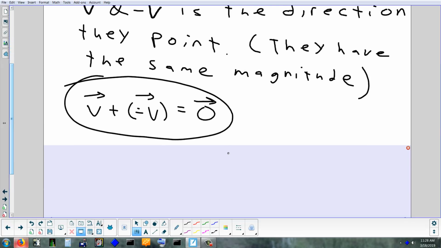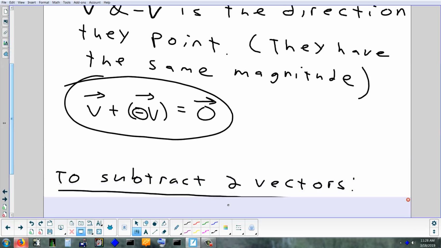Now, knowing that putting a negative in front of a vector, all it does is flip the vector around, that's going to help us to subtract two vectors. Okay, we've added two vectors visually, now we're going to subtract. Well, what if you wanted to subtract 3 minus 2, but you didn't quite understand subtraction? All you understood was addition. What calculation could you do with addition that would give you the same answer as 3 minus 2? Yeah? 3 plus negative 2.